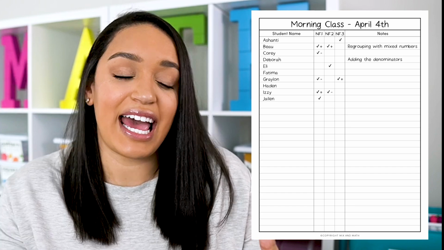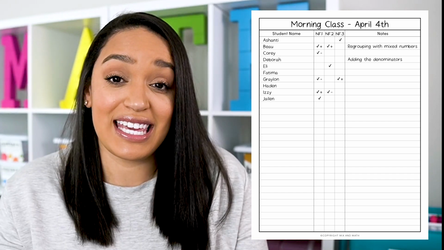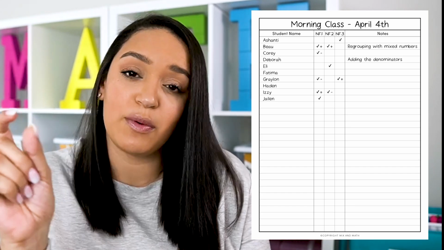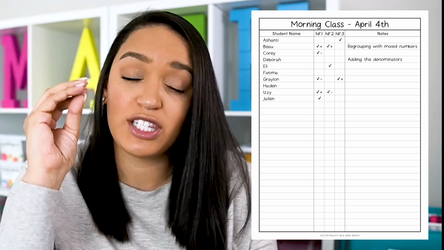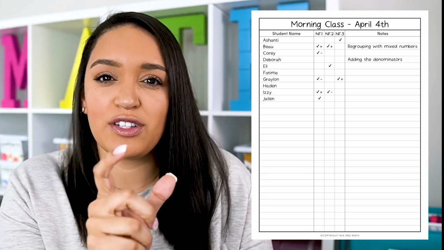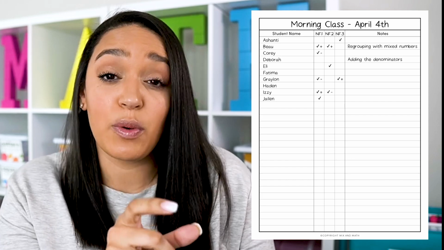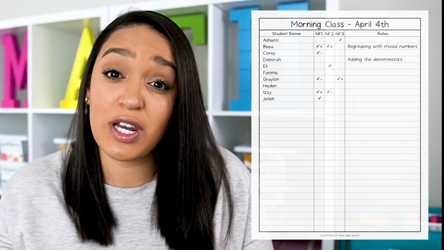So the first document was just this one pager that I kept on a clipboard, and it was like my best friend. It circulated the room with me wherever I went. This document had students' names on the left-hand side, and at the top, there was a place for a check, check plus, or check minus, based on where I felt students were at in their understanding of the concept we were working on for that day. And then there was also a notes column.